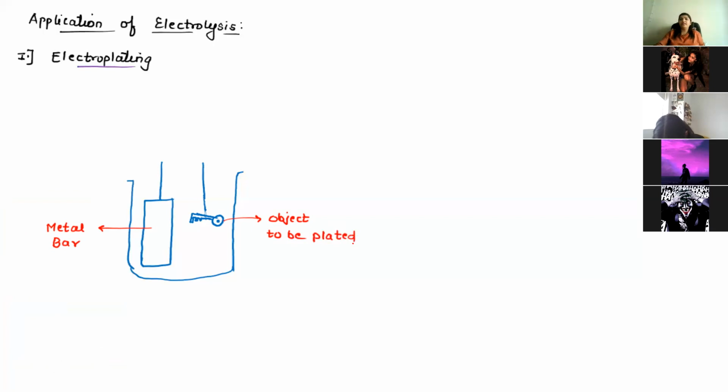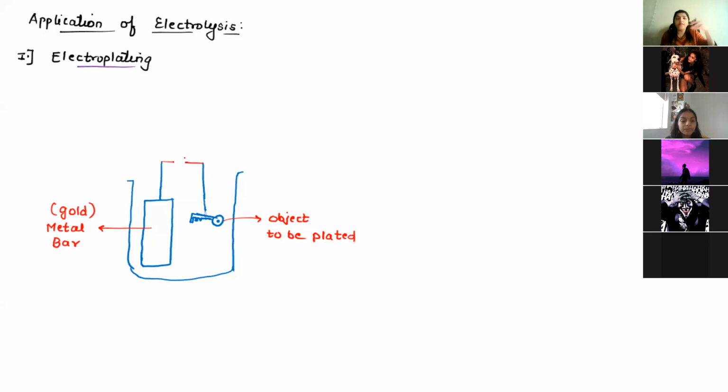Okay. Arnav, tell me which metal you want to be plated on your key. Gold, silver, copper. What do you want? Gold. Okay. So let's take this as the gold bar. So the metal to be plated is your desired metal, which you want. And this is my object. Now we need to understand where the metal bar will be connected, to which terminal, positive or negative.